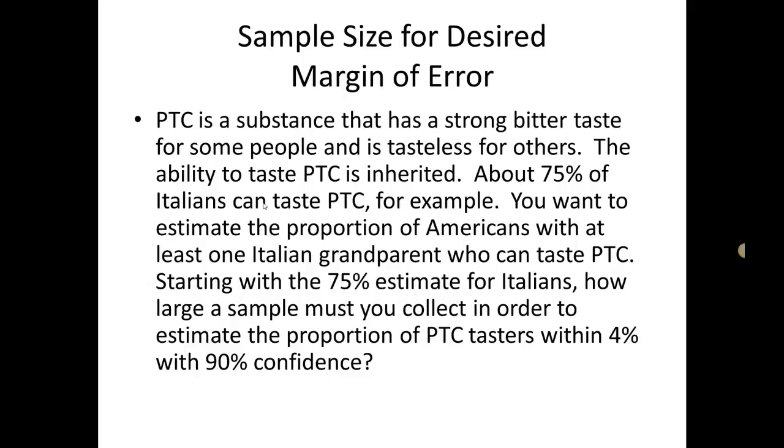PTC is a substance that has a strong bitter taste for some people and is tasteless for others. The ability to taste PTC is inherited. About 75% of Italians can taste PTC, for example. You want to estimate the proportion of Americans with at least one Italian grandparent who can taste PTC. Starting with the 75% estimate for Italians, how large a sample must you collect in order to estimate the proportion of PTC tasters within 4% with 90% confidence?